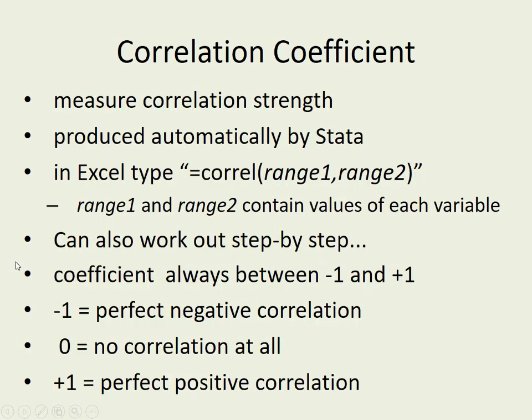So step by step, it always comes out between -1 and +1. -1 is perfectly negative. 0 means there's nothing there at all. +1 is positive correlation. But you very rarely get those exact, or never get the exact extremes. You get close to them.